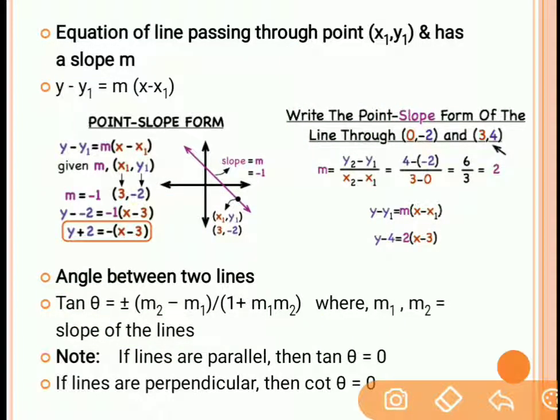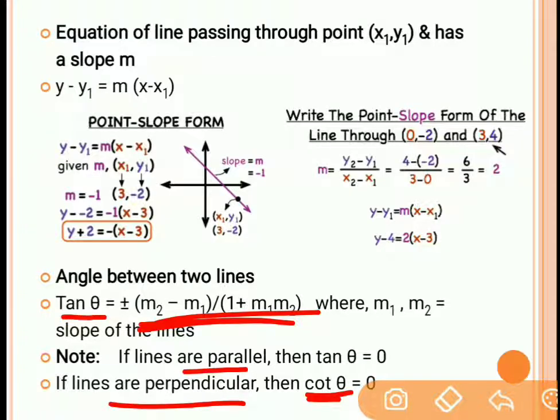How to find whether the lines are parallel or not? If the lines are parallel, then tan theta will be equal to 0. Mind well, if you get this value as 0, then you can say that the lines are parallel. How to find whether lines are perpendicular? When the value of cot theta is equal to 0. Cot theta is what? 1 by tan theta. It means when the tan theta value is infinity, then you can say that the lines are perpendicular.